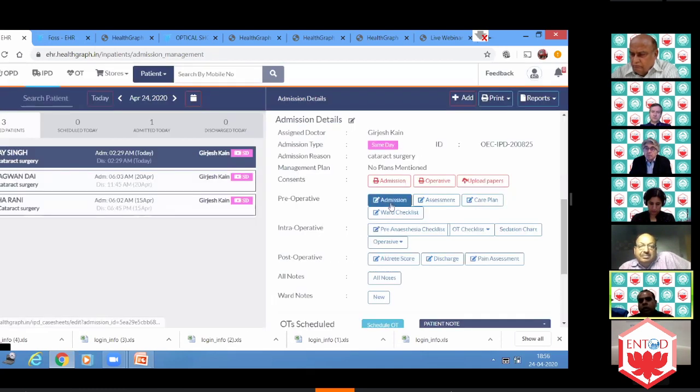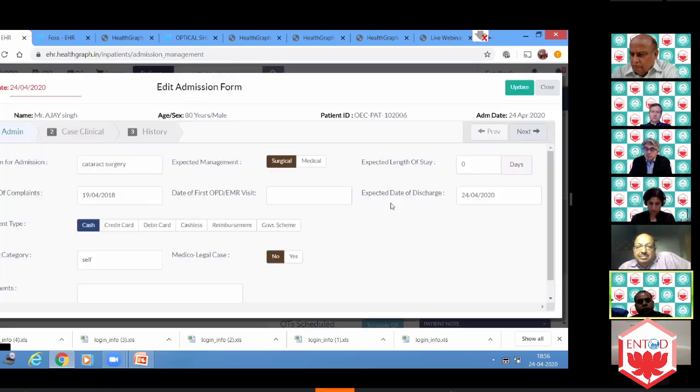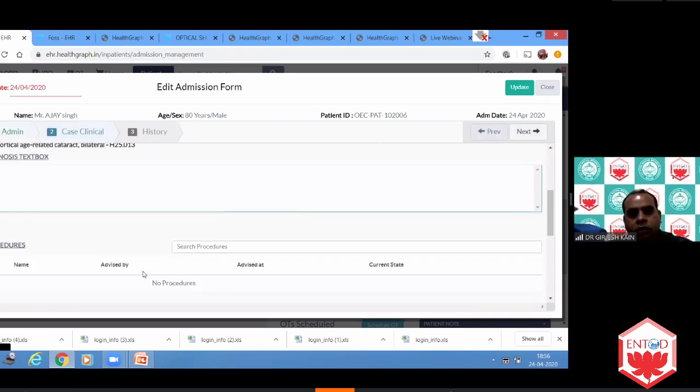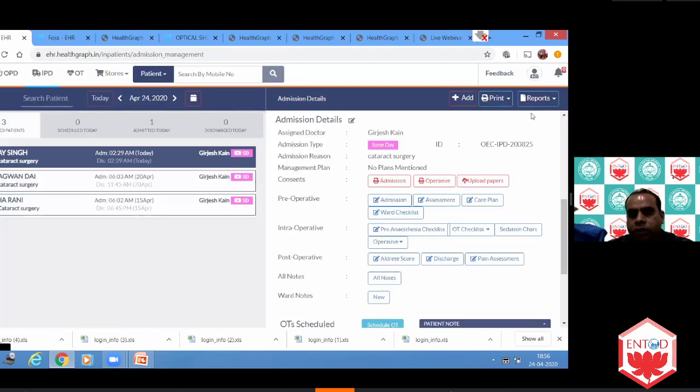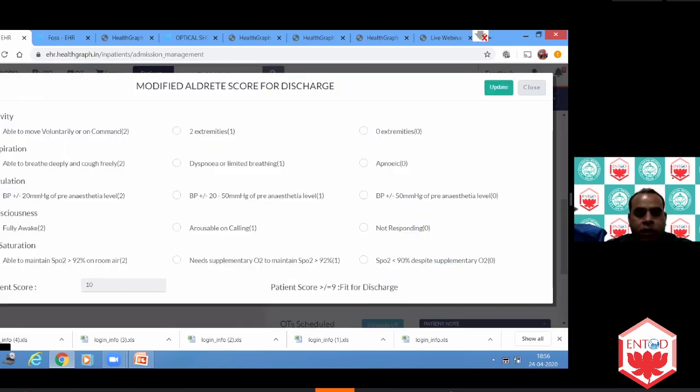And this is the admission form. In the admission form you can see the reason for admission, what the management is, what the clinical data is, what the diagnosis is, and what the history was. Similarly, there is assessment, care plan, ward checklist, pre-anesthetic checklist, OT checklist, sedation chart, operative, and even the post-operative notes. Here the ALTER score is also there. The patient's ALTER score should be measured over there.